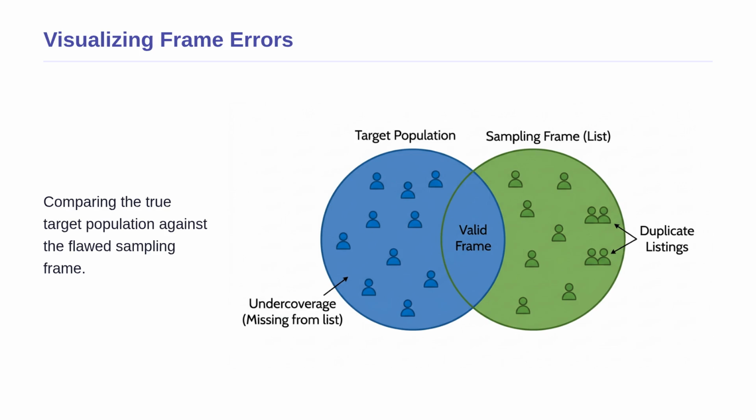Let us visualize these errors. On the screen, the left circle represents everyone who should be in our survey, the true target population. The right circle is our actual sampling frame, the list we have. Notice the overlap? That is our valid frame. But look at the red area on the left. Those blue figures are undercoverage. They exist in reality but are missing from our list. On the right, you see pairs of green figures. Those are duplicate listings, giving those individuals an unfair advantage.